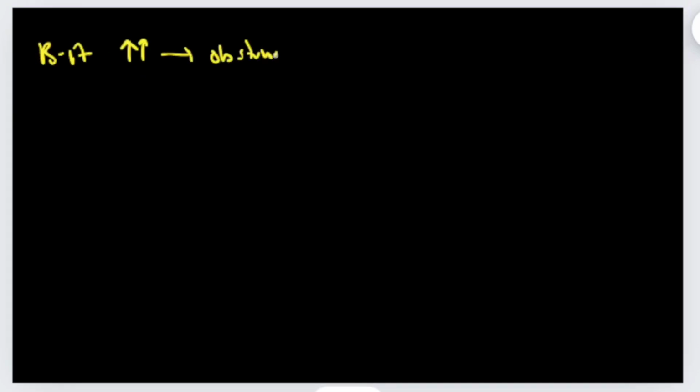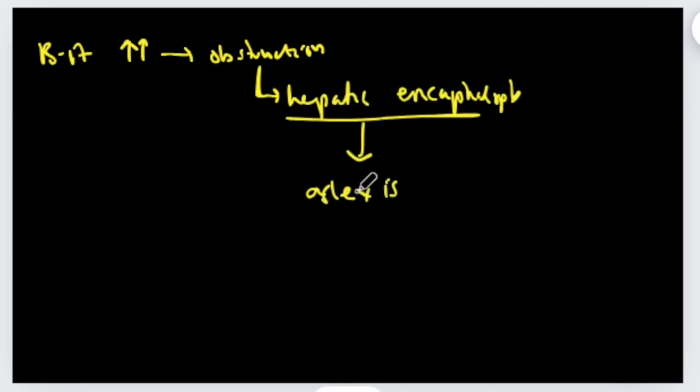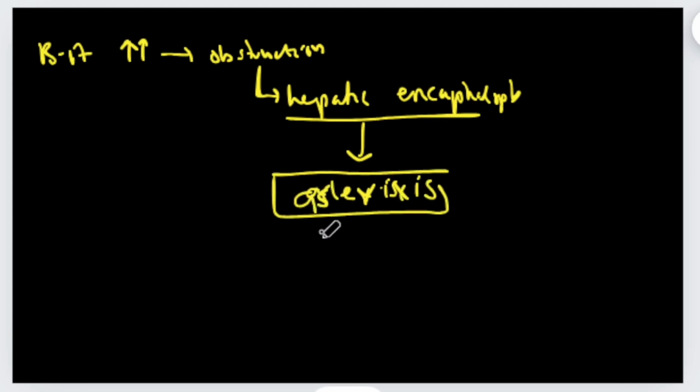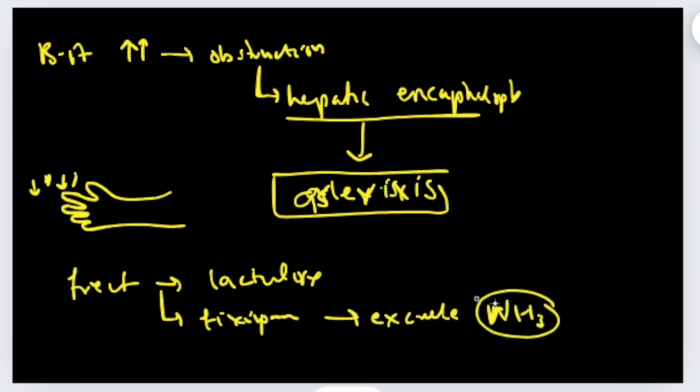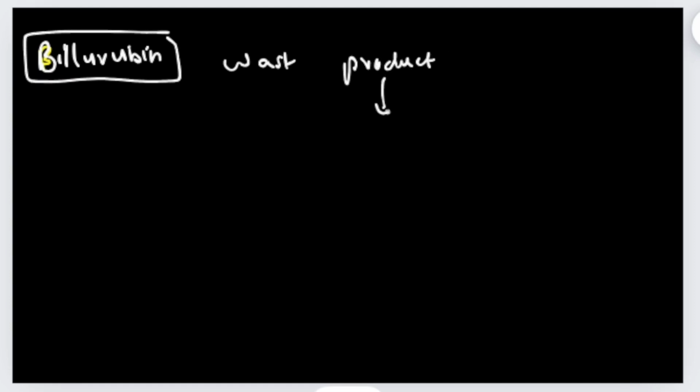Okay, now another thing is bilirubin. When the bilirubin increases, there is obstruction. When bile acid increases due to obstruction, hepatic encephalopathy is caused. In hepatic encephalopathy, one main symptom is asterixis. Now, asterixis: the treatment is lactulose and rifaximin to excrete NH3 by the biliary system, which converts NH3 to ammonium that can't be absorbed and is excreted.